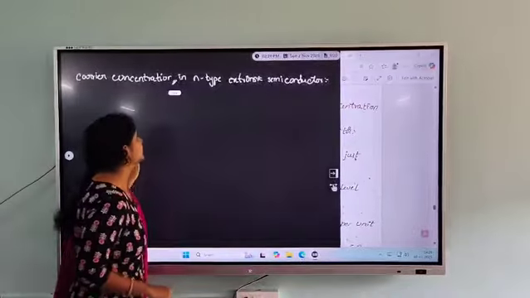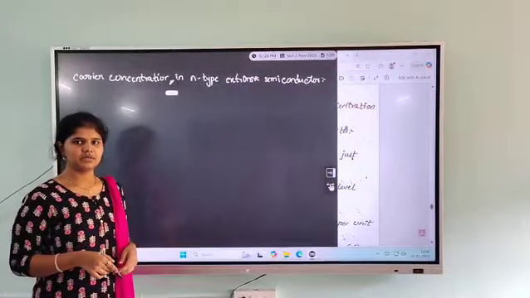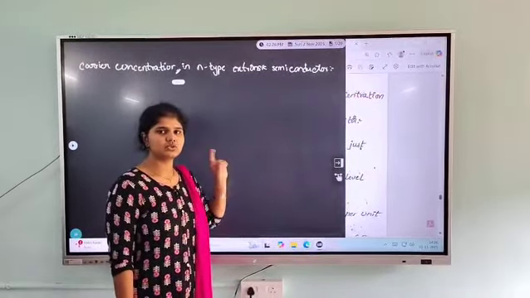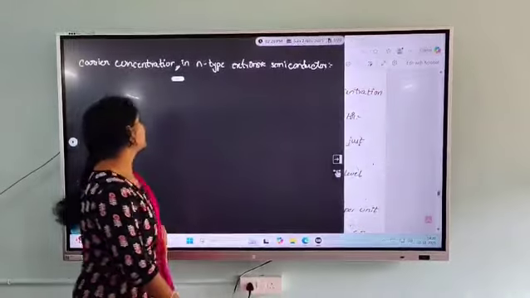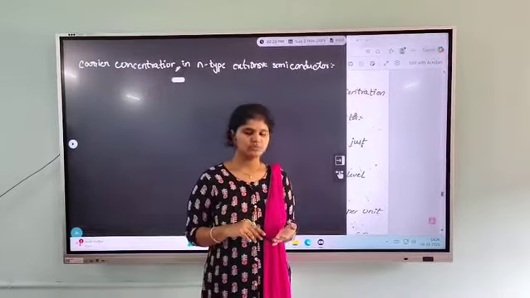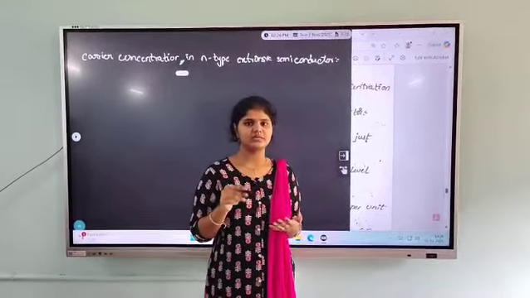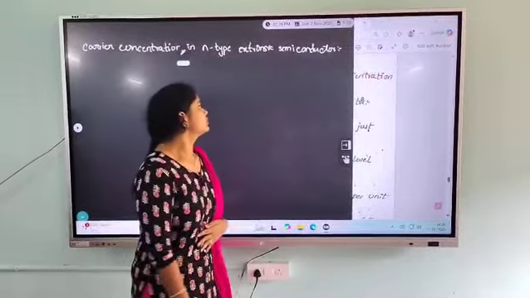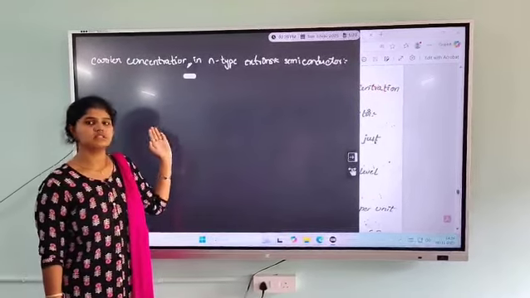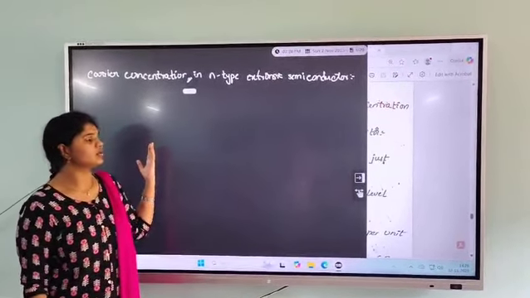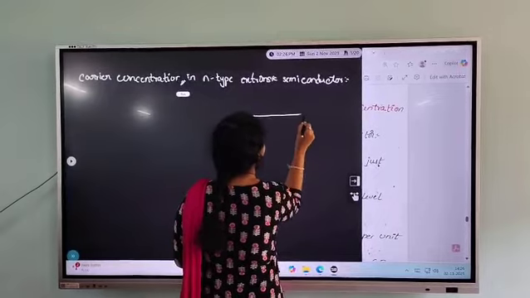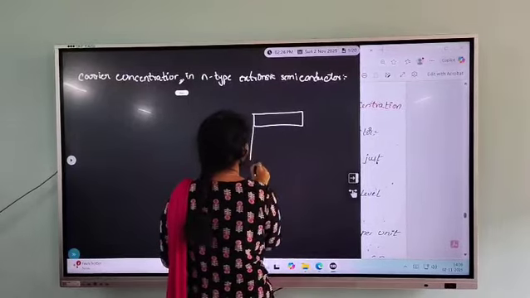Like intrinsic semiconductors, extrinsic semiconductors also have two types: N type and P type. Now we are discussing N type semiconductors. In N type semiconductors, there are five electrons in the outermost shell. So in this case, the majority carriers are not holes; the majority is electrons. First, I will draw this, and then you will understand more.